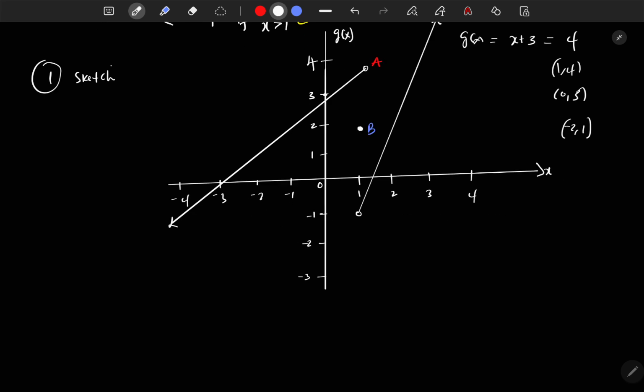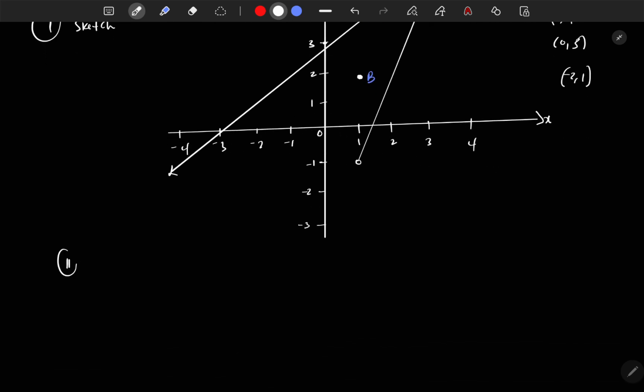Then the next part is telling us to find the limit of g of x as x approaches 0. So how do we find the limit of that as x approaches 0? All right, so let's check properly. Now, let's be careful here.